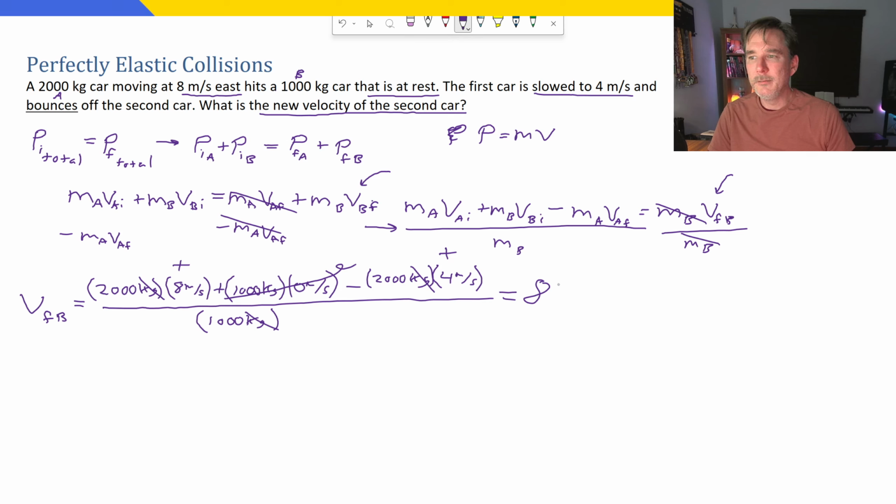Our units are meters per second. And so I get 8 meters per second. So the new velocity of the second car is going to be 8 meters per second to the east.